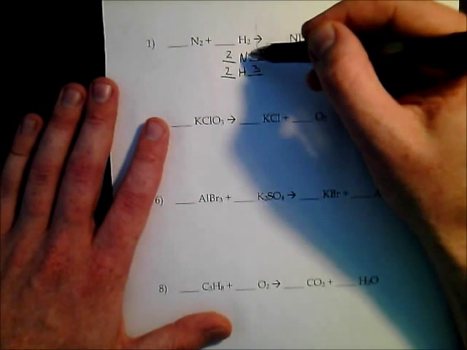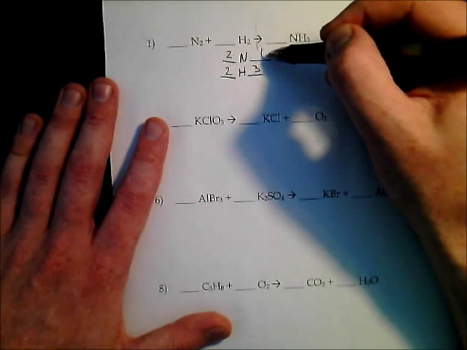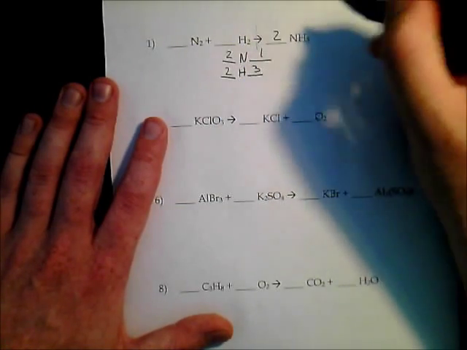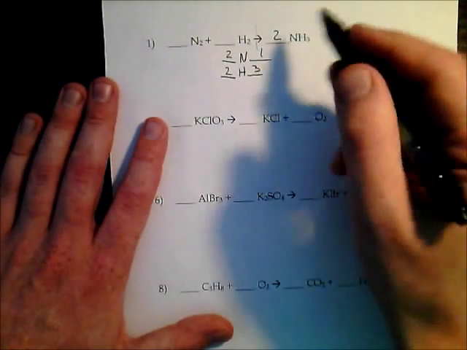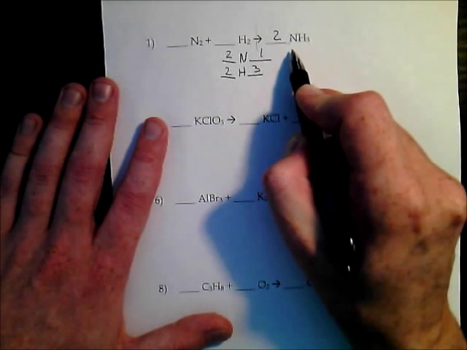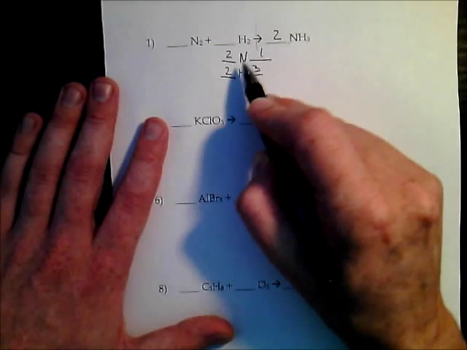Let's start with the nitrogens. There's not enough nitrogens on the right, so to remedy that problem, I put a 2 in front of the NH3, that's ammonia. So let's think about what that changes.